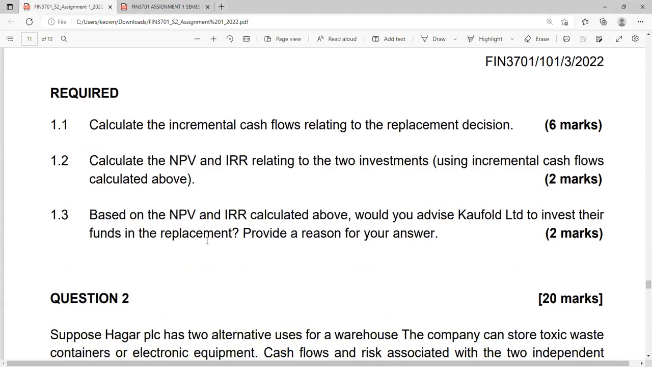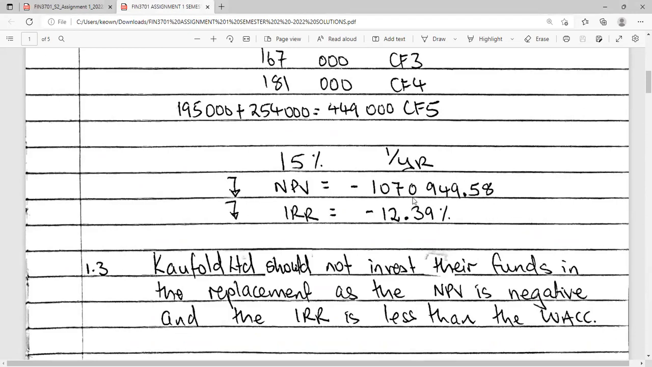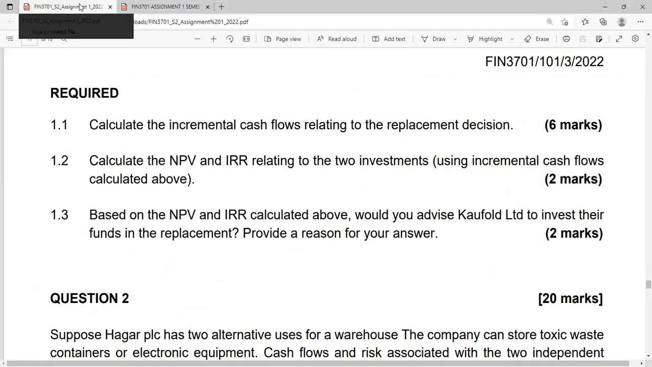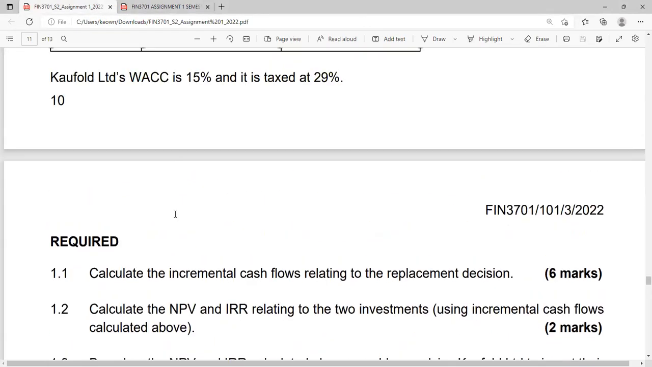Right. And then after that, we're asked, based on the NPV and IRR calculated above, would you advise Coforg Limited to invest their funds in replacement? Provide a reason for your answer. Obviously, as we can see, the net present value is negative, and also our IRR is less than the cost of capital, which is the WACC. We should not invest in this project. So Coforg Limited should not invest their funds in the replacement as the NPV is negative and the IRR is less than the WACC. Okay, so that was question number one.